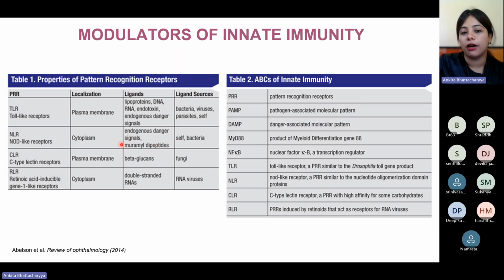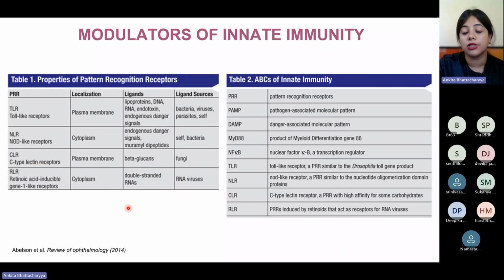You can see where muramyl dipeptides are generated, or let's put it this way, what would be the source of muramyl dipeptides? I will mention that it comes from bacteria, but maybe you can look up where it is present in the bacteria and why it cannot necessarily be recognized by surface receptors. Why is it coming inside? Third are CLRs or C-type lectin receptors, again present on the plasma membrane. They are able to bind to beta glucans, which are present on fungi. And RLRs, or retinoic acid inducible gene 1-like receptors, are cytoplasmic in nature.